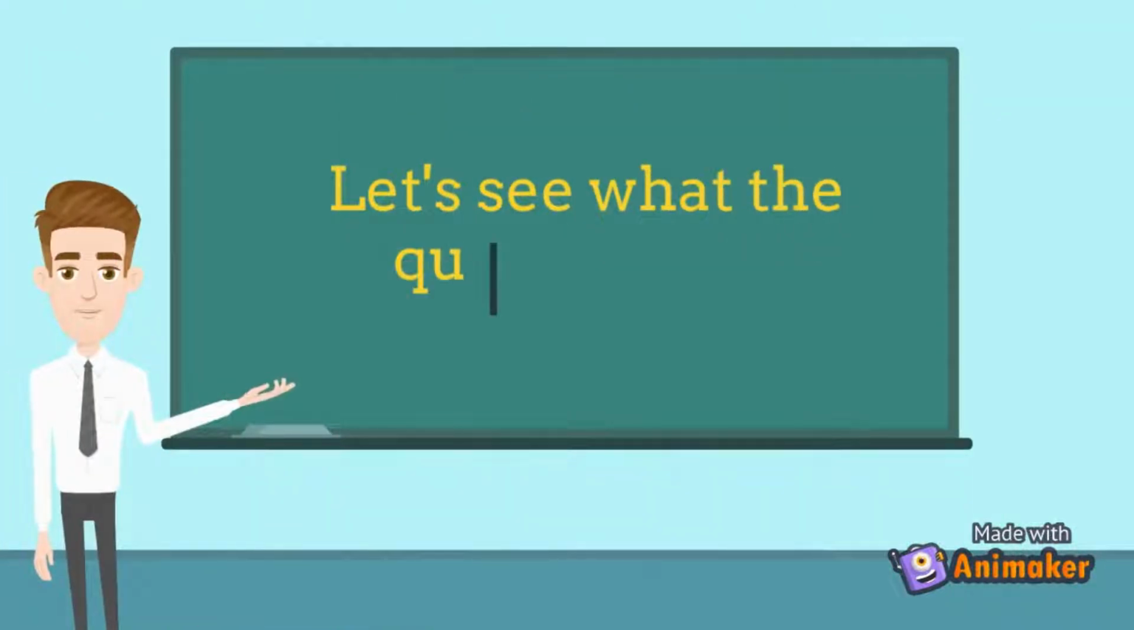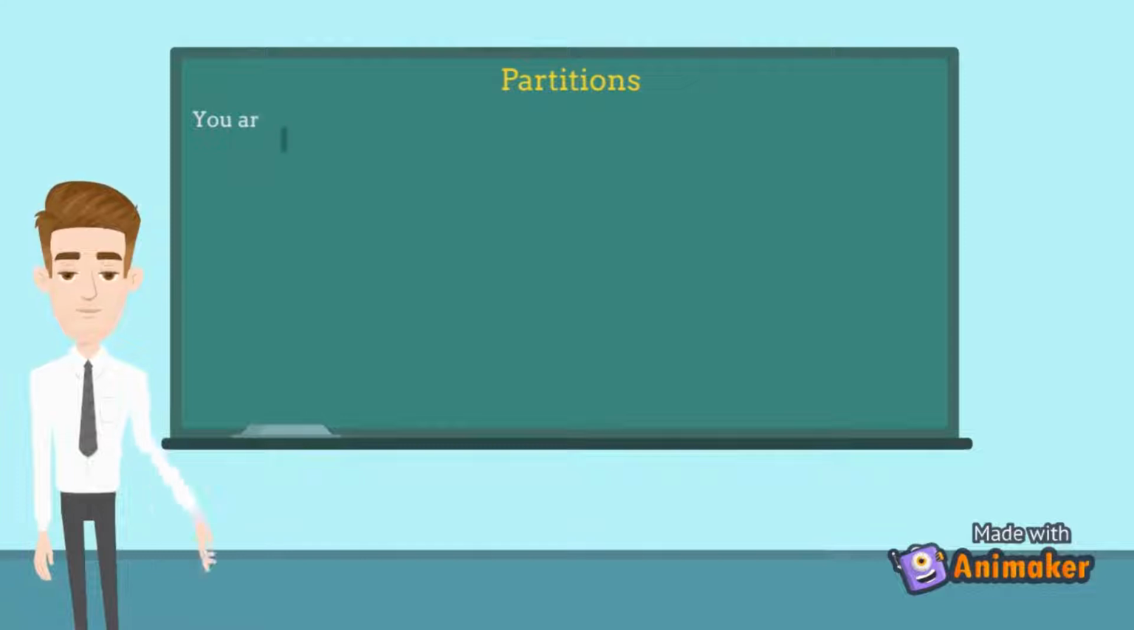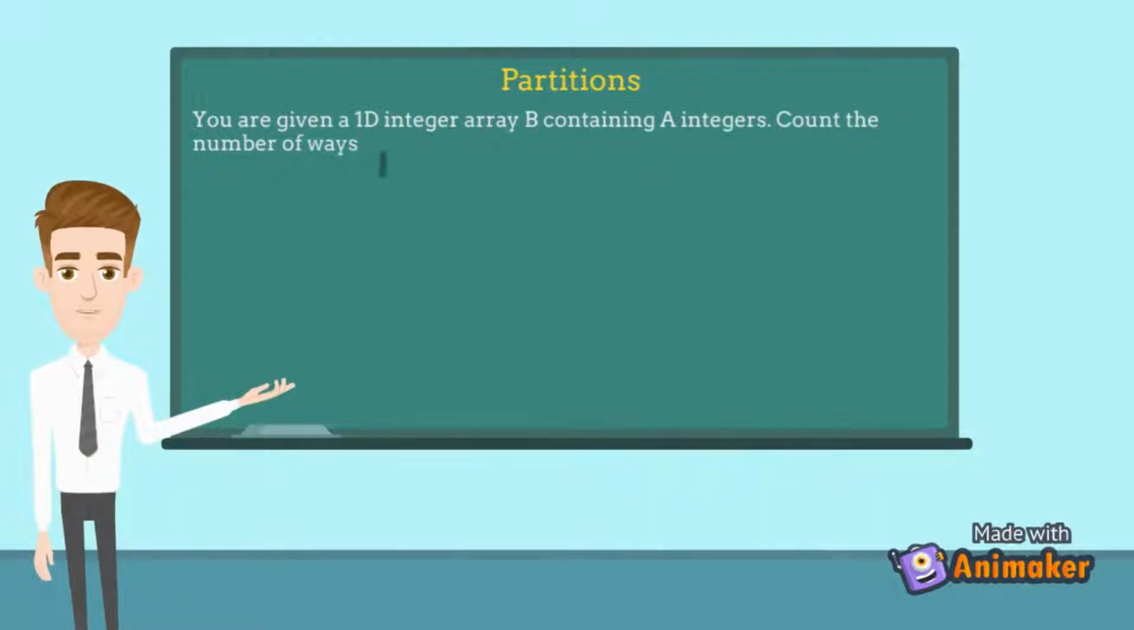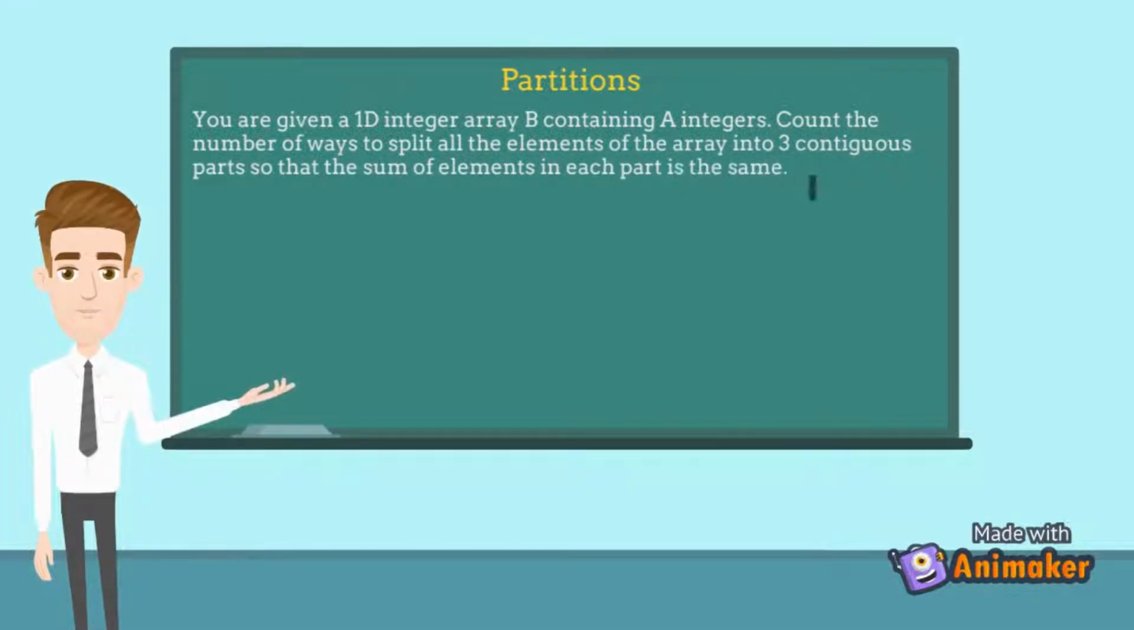Let's see what the question says. You are given a 1D integer array B, containing A integers. Count the number of ways to split all the elements of the array into 3 contiguous parts, so that the sum of elements in each part is the same.